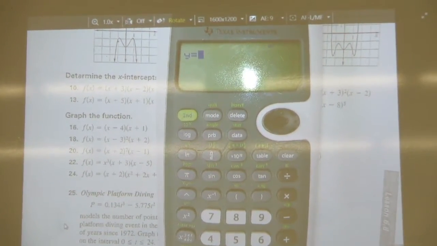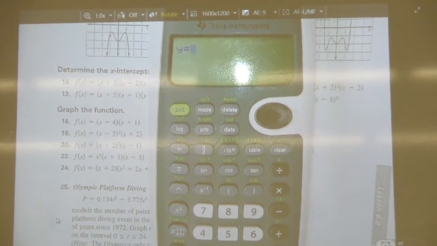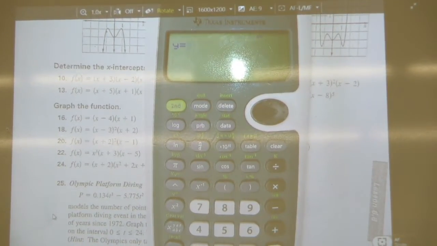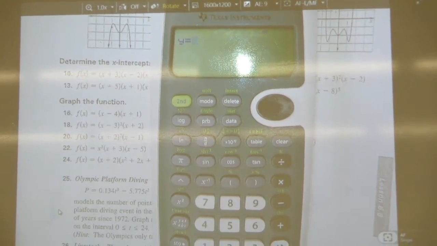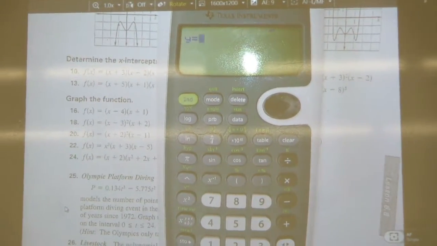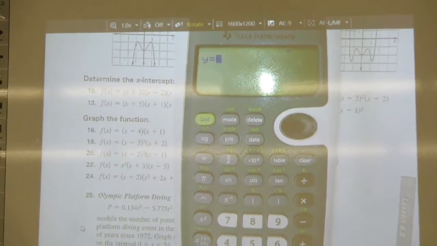All right, okay, so everybody's on the y equals with the flashing cursor, right? Yep. All right, how do we enter this equation? Do we need to FOIL that out, or can we enter it the same as it's written? Enter it the same. Enter it just like it's written.